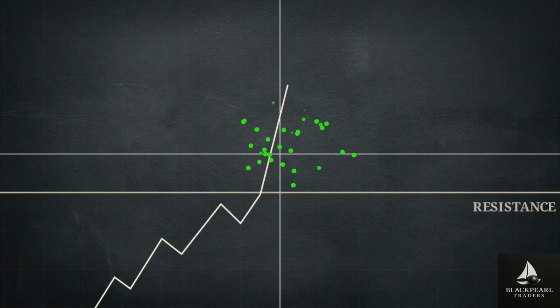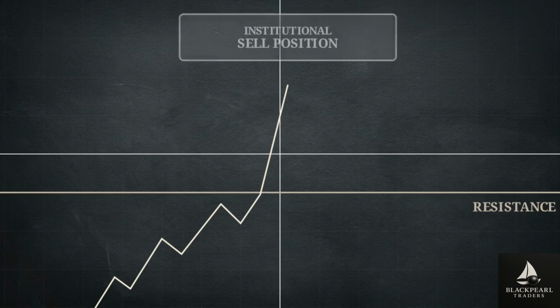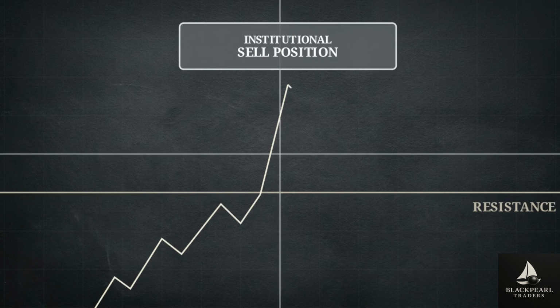When those stop-losses are hit, they create a sudden wave of buy orders. Institutions use this surge of retail buying as the necessary liquidity to fill their own massive sell positions at a favorable price. Once the liquidity is absorbed, the price plummets.